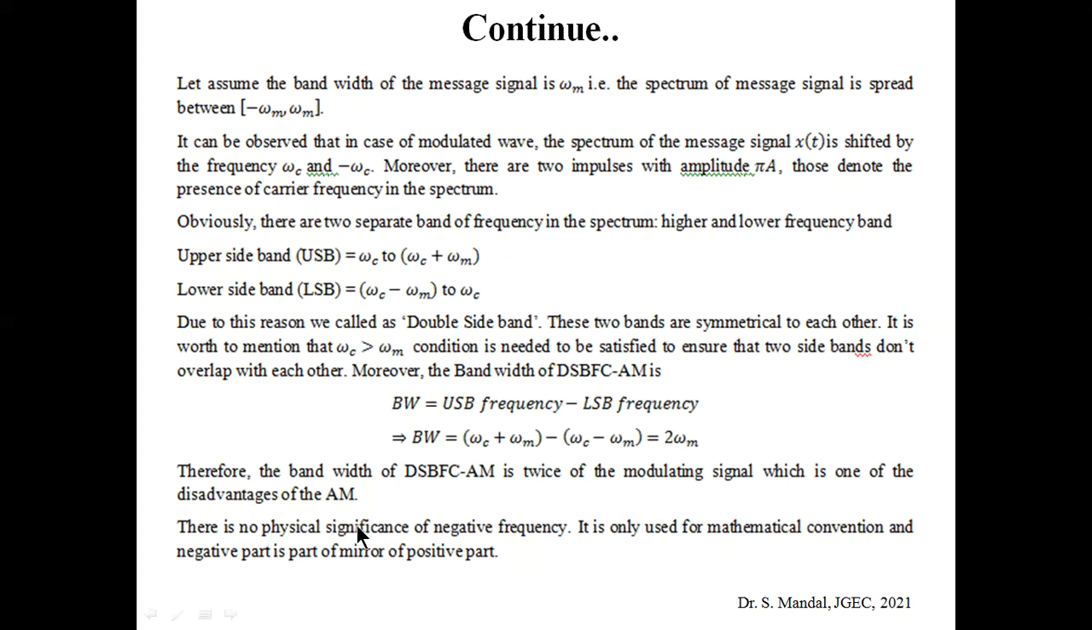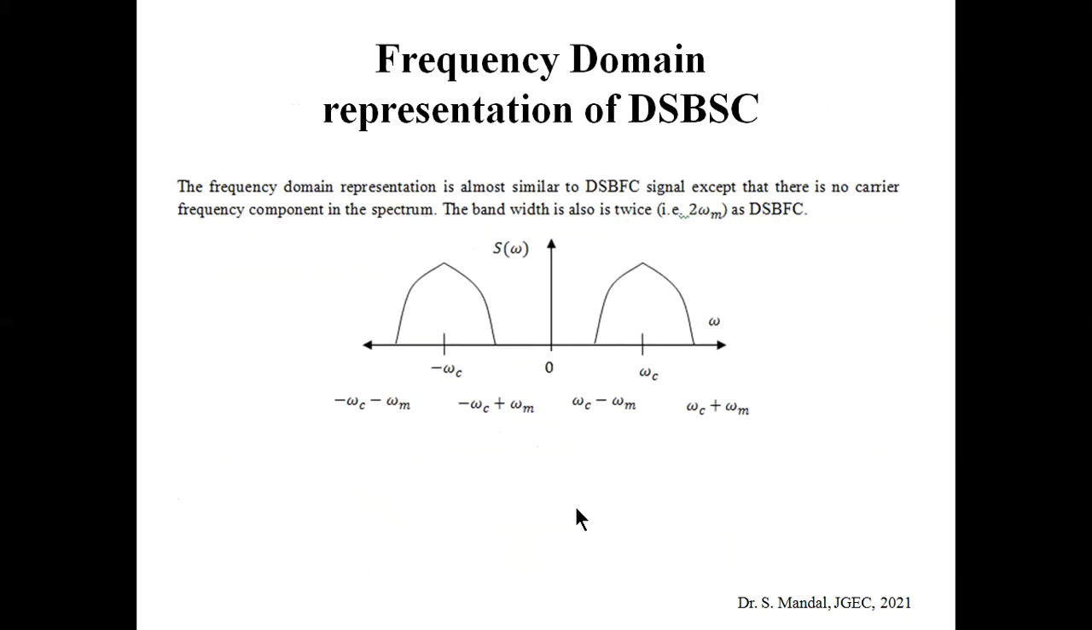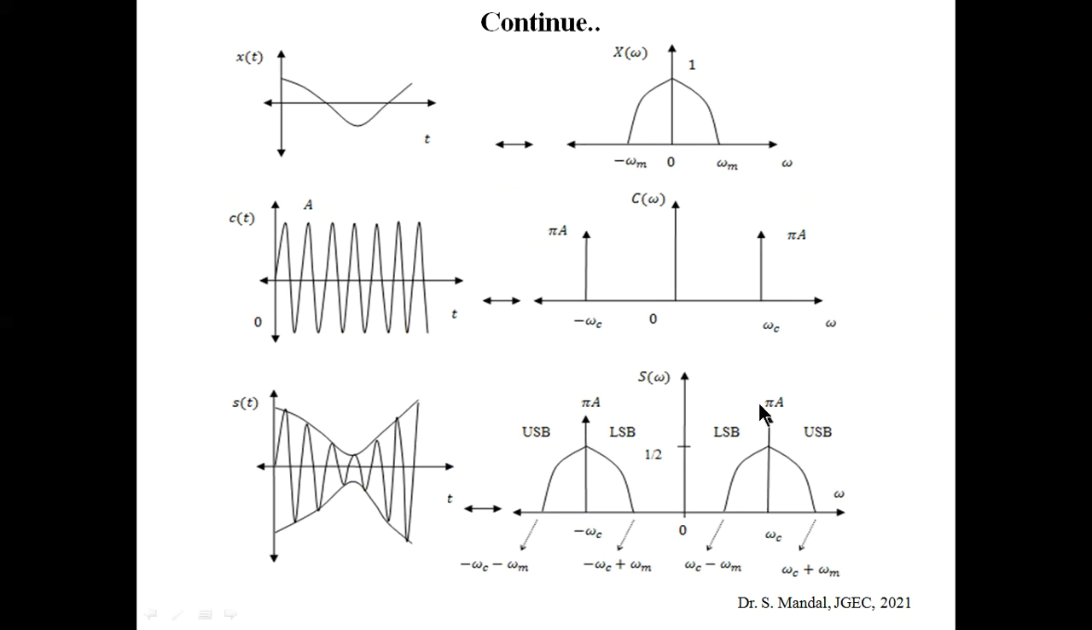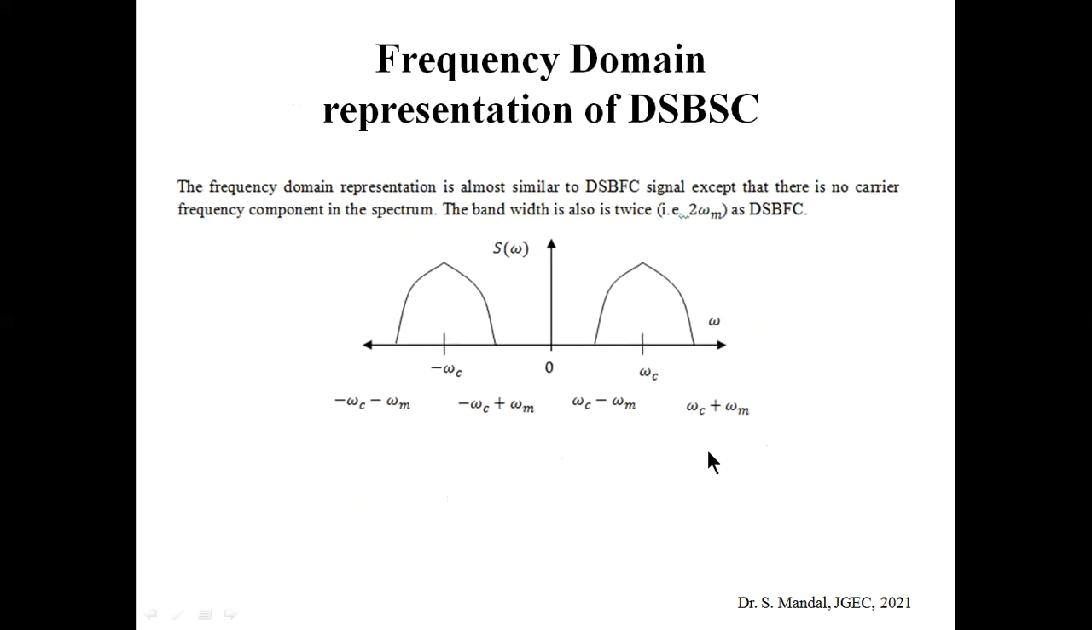Okay, and we already mentioned that there is no physical significance of negative frequency, it has just been used as a mathematical convention. The negative part is the mirror of the positive part, used only for mathematical analysis. Now again, the frequency domain representation of the DSBSC. We already know that in case of DSBSC there is no carrier term. So if we consider the frequency spectrum of DSBFC and remove the carrier component, that means the impulse, that will become the frequency domain representation of DSBSC.